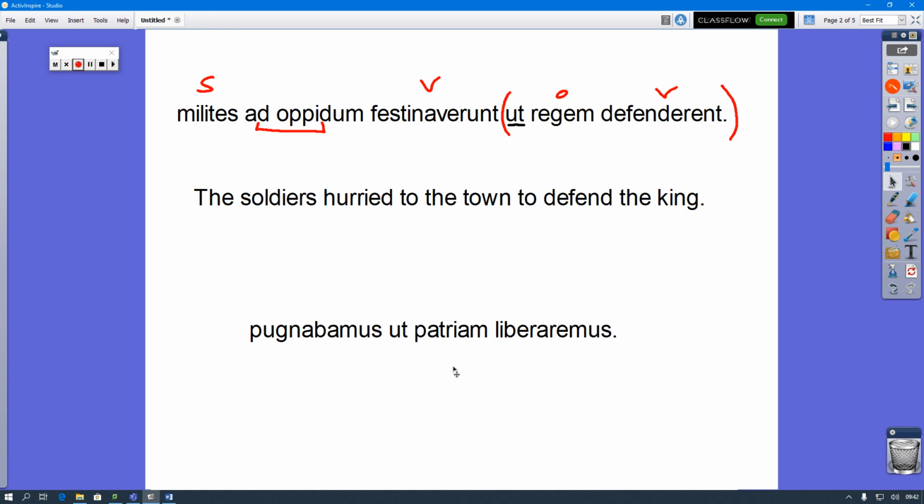And that's what a final clause looks like. The soldiers hurried to the town to defend the king. And that explains why it's also called a purpose clause. It explains the purpose of what they were doing.